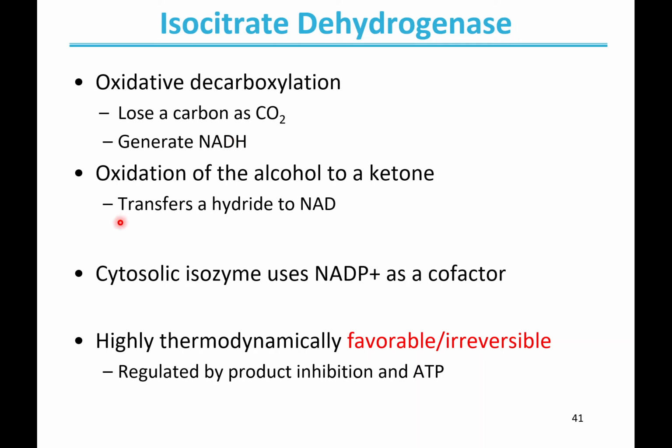The oxidation of the alcohol to a ketone transfers a hydride to NAD. There's a cytosolic version of this that uses NADP+, but we're really not concerned with that. We're going to focus on the mitochondrial version that uses NAD+. This is highly thermodynamically favorable, which makes it an irreversible step. It's regulated by product inhibition and also ATP. ATP just shows that there's a lot of energy in the cell, and you don't need to be flying through the citric acid cycle at that point.